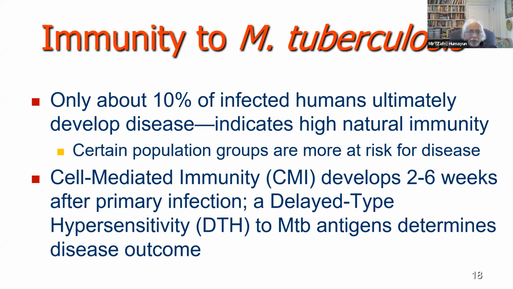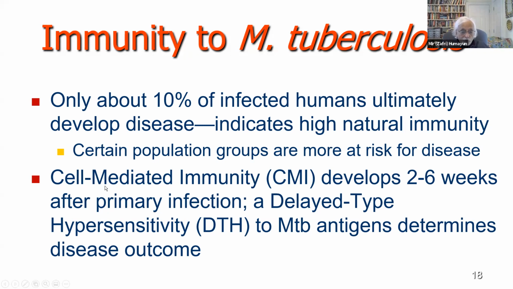We already noted that only about 10% of infected humans ultimately develop disease. 5% immediately, another 5% later on, at some stage in their life. This says that there is a high level of natural immunity. Having said that, we do know that certain population groups are more at risk for disease. That is, the number is not 10% for everyone. It is 10% for normal humans, but the percentage is higher for people with certain underlying conditions.